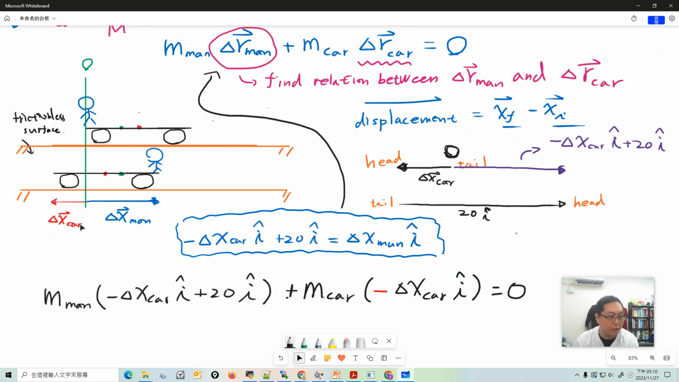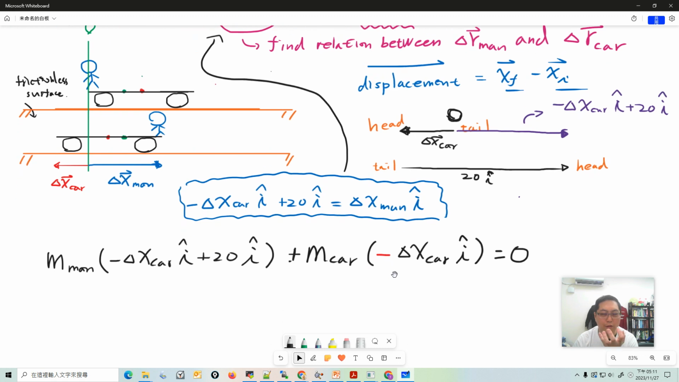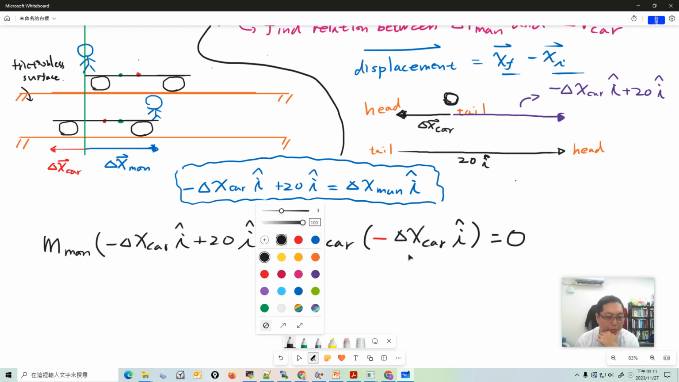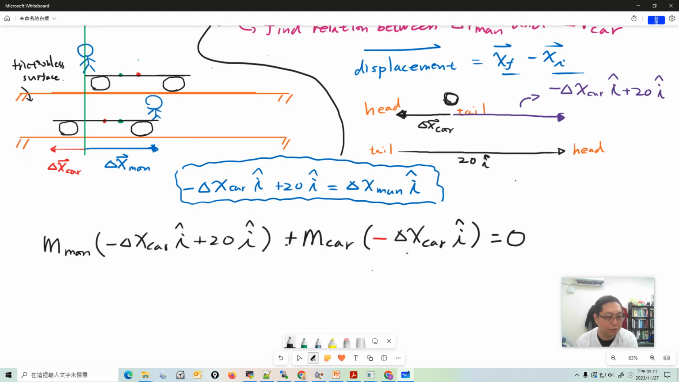of the car is minus delta x car i, because we set the origin here. So this vector is minus delta x car i. This negative sign means the direction. So be very careful. If you miss this negative sign, you will get the wrong answer. This vector calculation is so annoying, really, doing vectors.